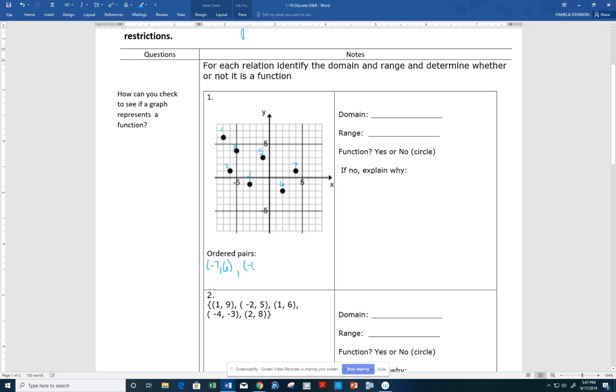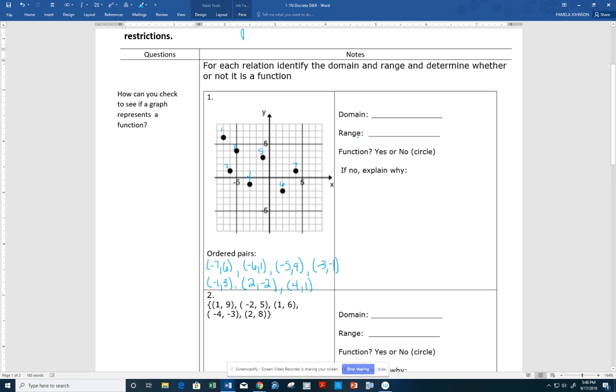is at -6, 1. Number 3 is at -5, 4. Number 4 is at -3, -1. Number 5 is at -1, 3. Number 6 is at 2, -2. And number 7 is at 4, 1. Okay. So now we're going to talk about domain and range for these.